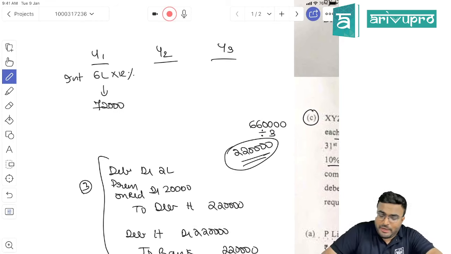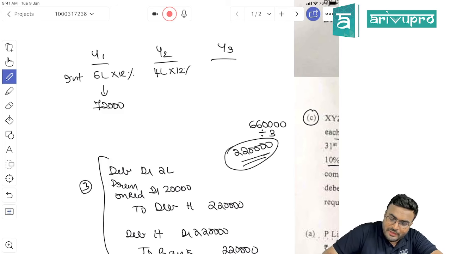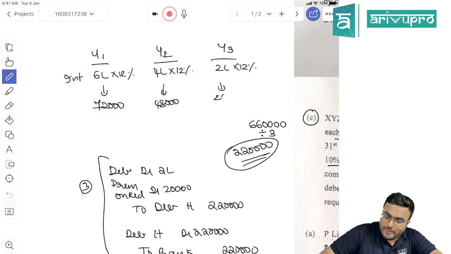Next year, what will be the interest? 2 lakh you have already paid, so 4 lakh into 12%. This will be 48,000. Next year, what you are going to do? 2 lakh into 12%. This is going to be 24,000. This is your debenture interest. This you have to be careful.